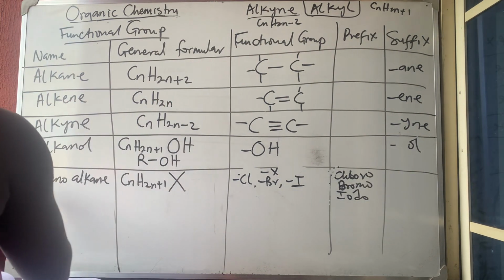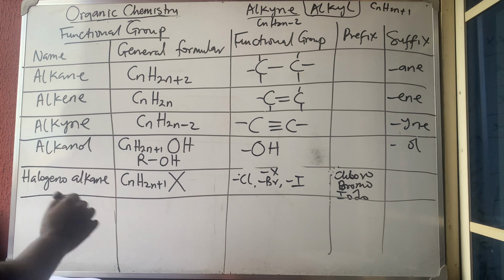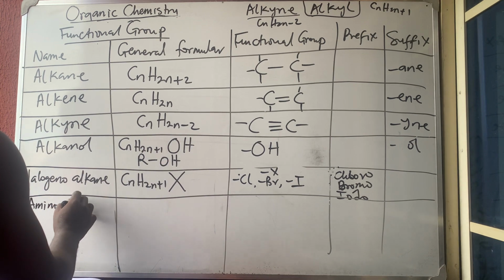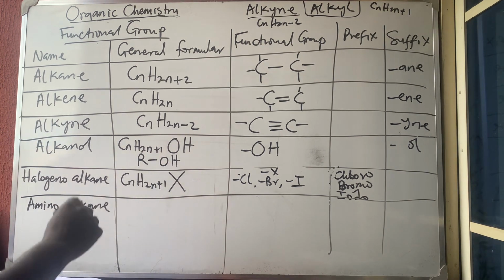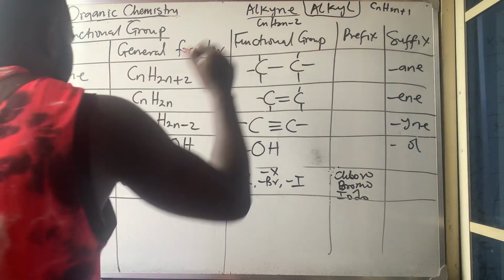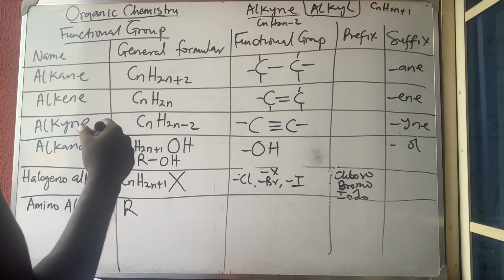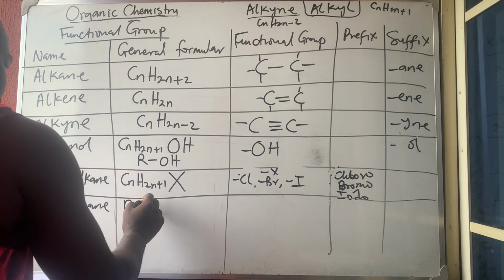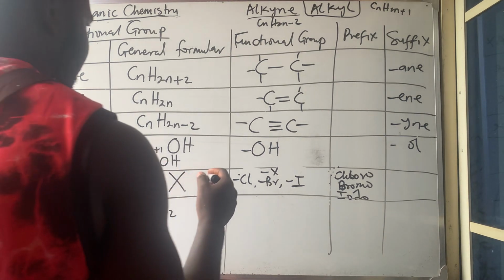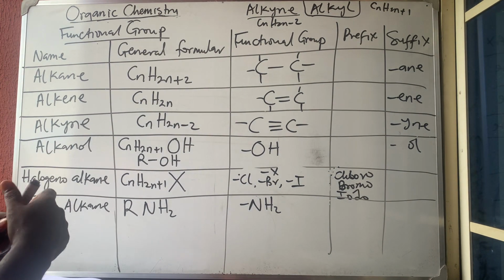So that is that. The next one is the amino alkanes. Now, for the amino alkanes, don't forget I told you that only these three are different. The rest is from the alkyl. So first of all, I'll write my alkyl, R, then write my amino. The amino is what? NH2. So their functional group is NH2.